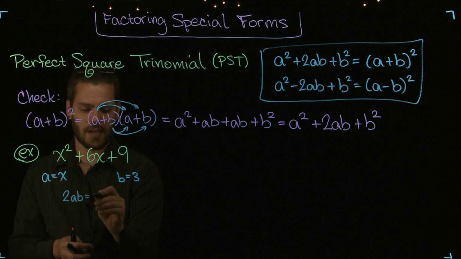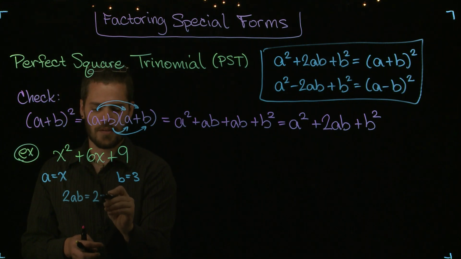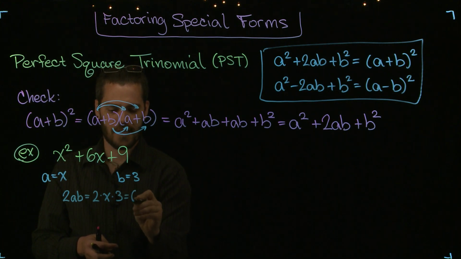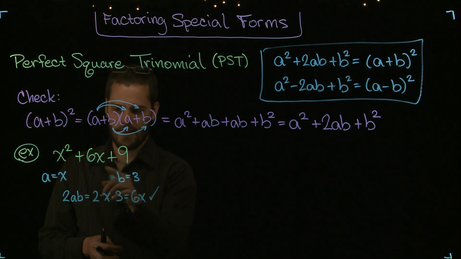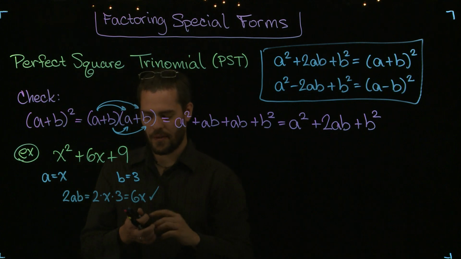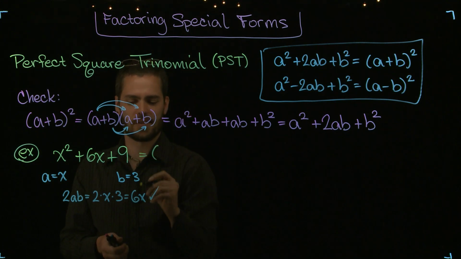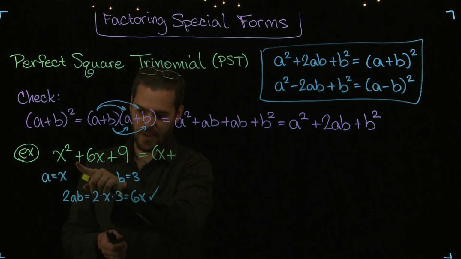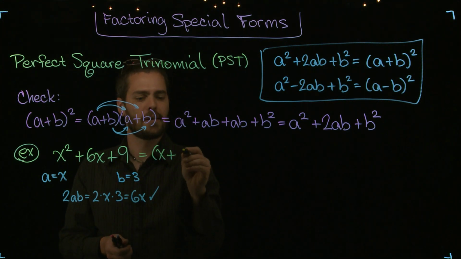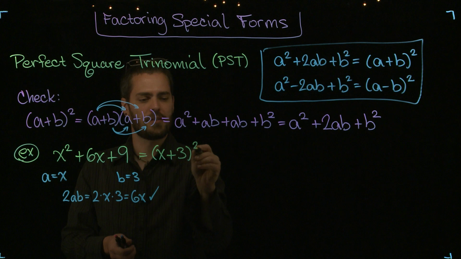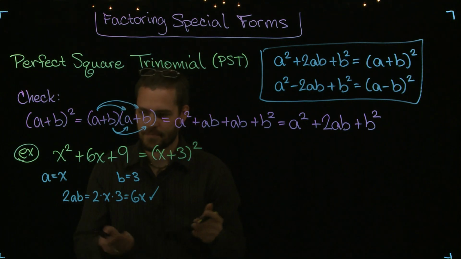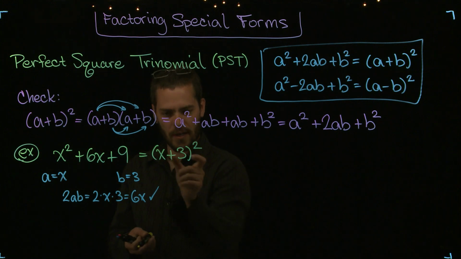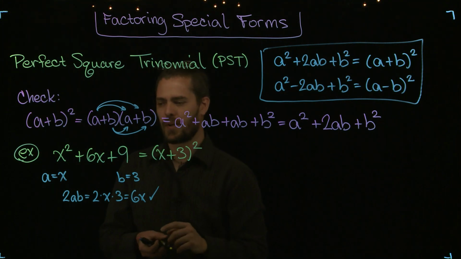2ab, let's check it out. That would be 2 times x times 3, which comes out to 6x. So yeah, it is a perfect square trinomial. That means that I can go immediately to the solution, which is x, I'm going to put a plus because there's a plus here in front of the 6x, 3 squared. And that's it. x squared plus 6x plus 9 equals the quantity x plus 3 squared.